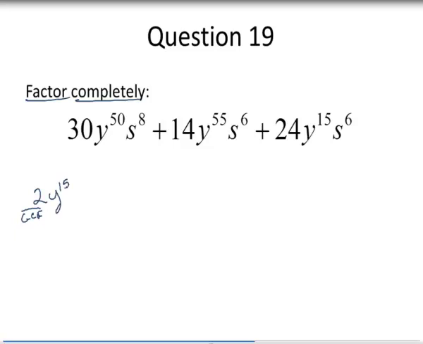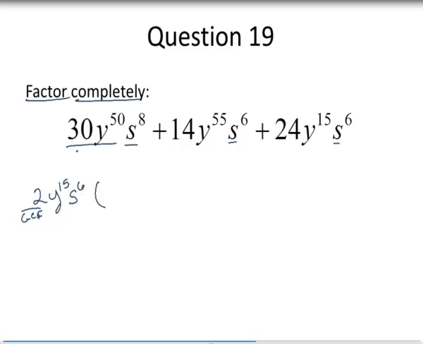So with the variables, there kind of is a shortcut to figure out what's common. Does anybody know the shortcut? You choose the one that has the smallest exponent, right? Okay. Provided that each term has that variable, you can choose the one with the smallest exponent. So I have s^8, s^6, s^6. So how many s's are common? 6. So this is the GCF.